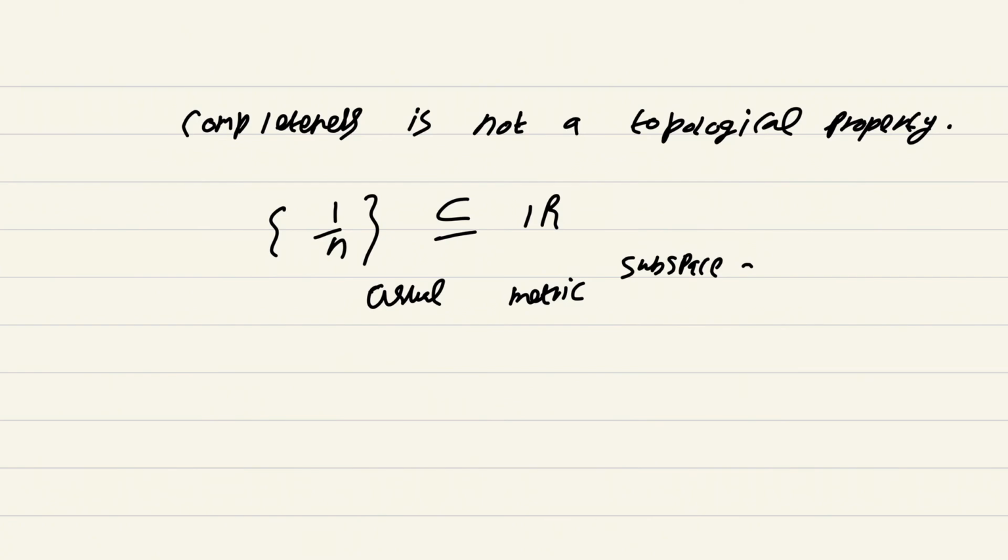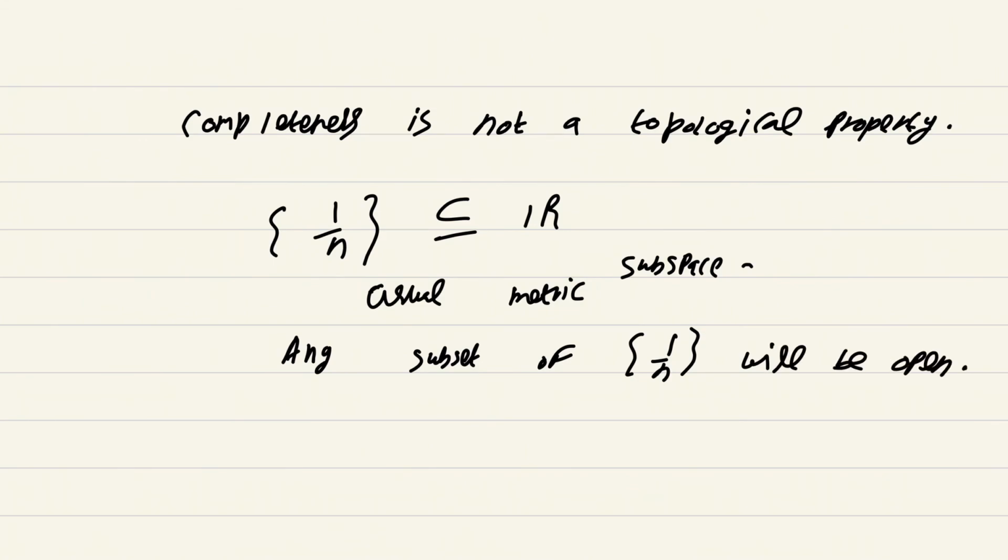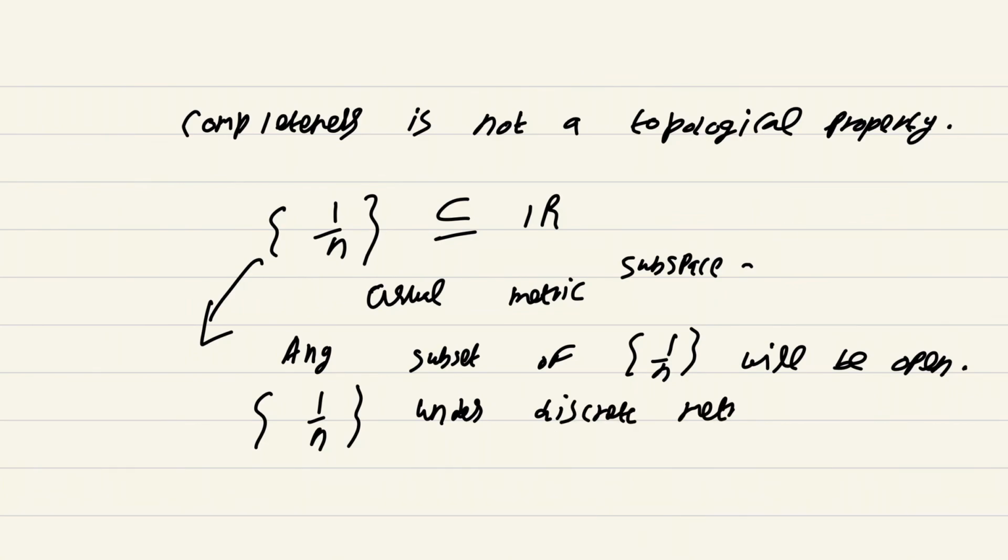Now any subset of 1 by n will be open. This is something that will be utterly easy to see. So what does this tell us? Well, note that 1 by n under the discrete metric gives the same topology. That is, if you put the discrete metric on the set 1 by n, you get exactly the same open sets as when you put the Euclidean absolute value metric on 1 by n.